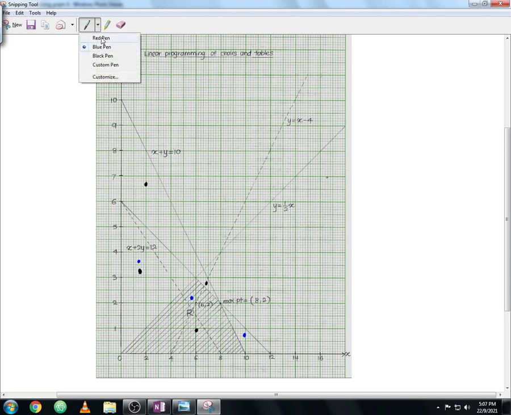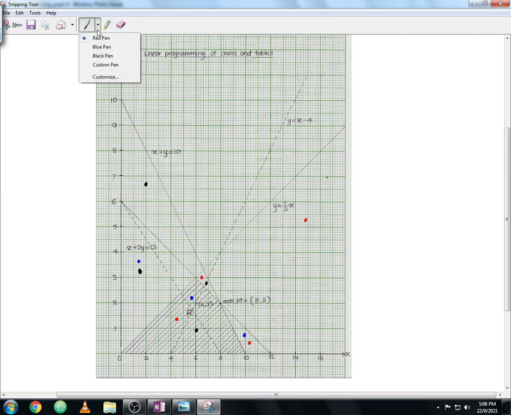Let me move on to the third constraint. It says that y should be less than or equal to 1 over 2x, so it should be below this region. So we mark here, here, and here. That's all, I think we are done.